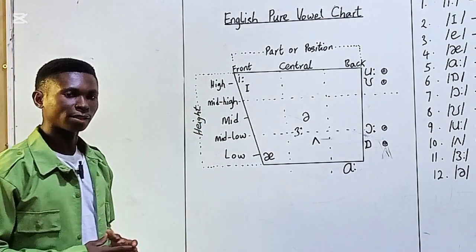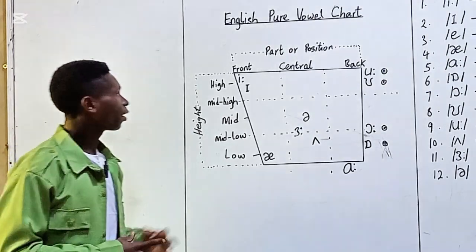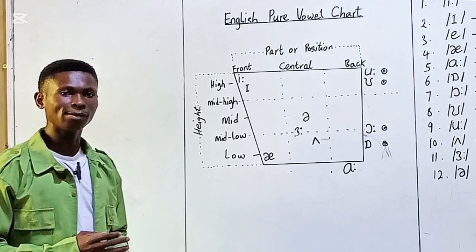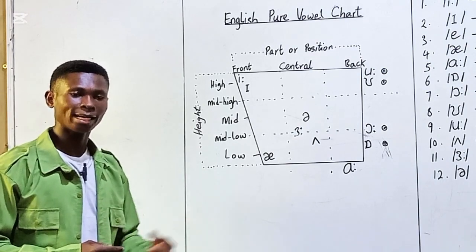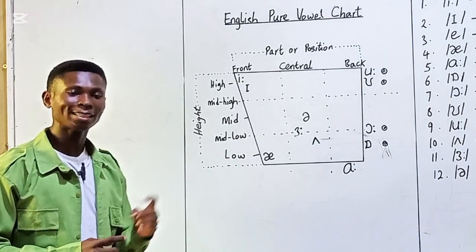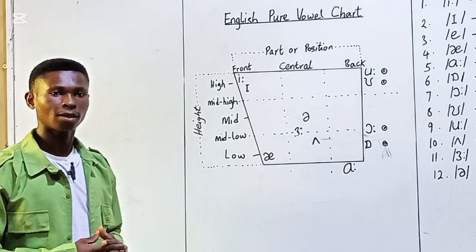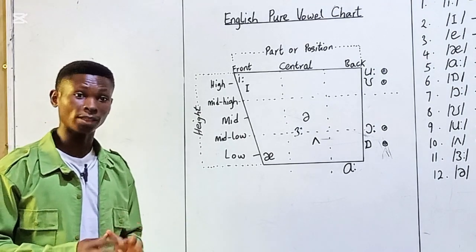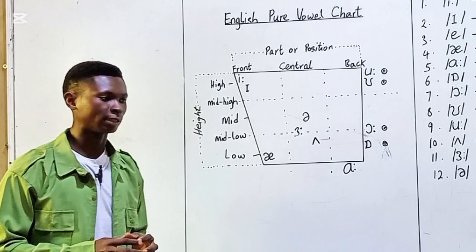And before I explain this, let me remind you of what I had already explained in my video, that the criteria for describing any vowel sound include the duration, that is, whether the sound is sustained when articulated or not. Again, we have the position or part of the tongue involved in the articulation of the sound. Thus, we have front, back, or central part of the tongue, depending on the part of the tongue used in the articulation of the sound.